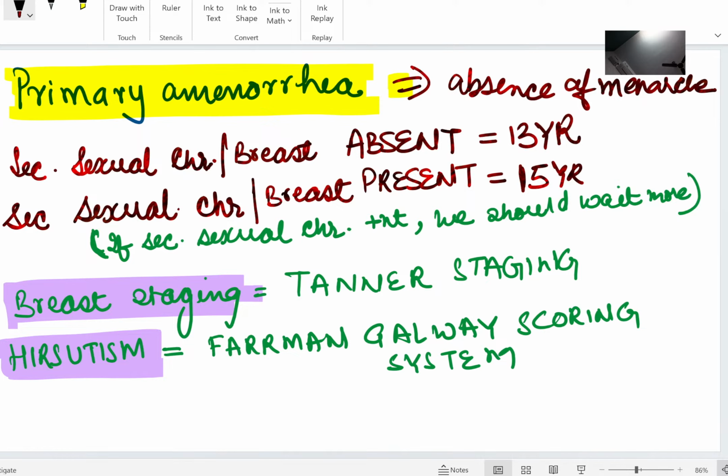Okay. So, if the secondary sexual characteristics are present, then what is the age? This is a very important question. If secondary sexual characteristics are present, then the age is 15 years. It means if the breast is present, then there are chances that, very good.